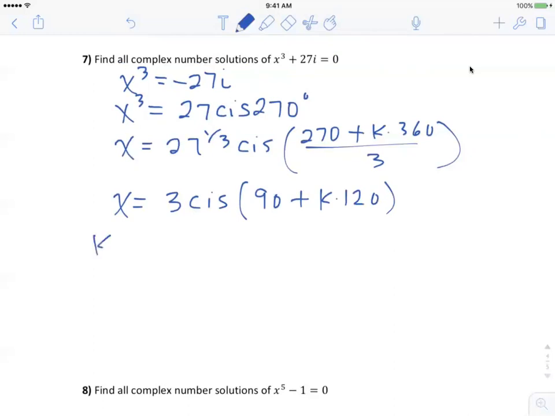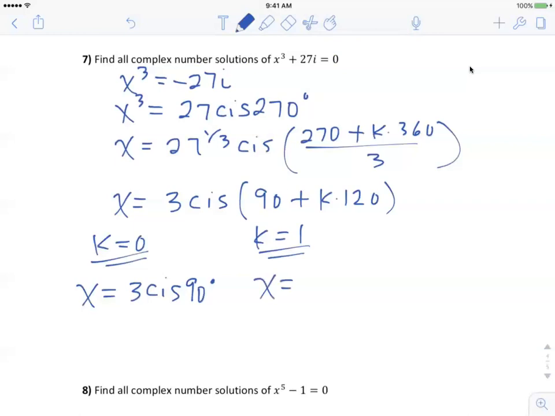Now just plug in your k's. So if you plug in k equals 0, you're going to get 3 cis 90. If you plug in k equals 1, you're going to get 3 cis 210. And k equals 2, 240 plus 90, 330. Okay, and that's the trig form.